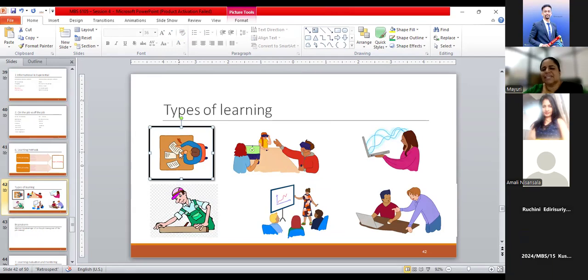Self study. Self study. Very good. Teamwork. Role play. Role playing, role playing. Getting information from virtual learning. Online learning. Hands-on experience. Mentoring, coaching, any one is mentoring. Seminar, workshop. Seminar, workshop. Right.